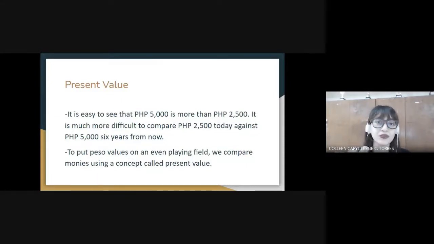So for example, you lend 5,000 pesos to your client at an interest rate of 8%. That's quite high, actually, if you think about it. So if we use a calculator, I'll just share my calculator as well. All right.